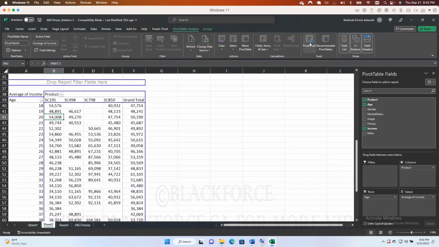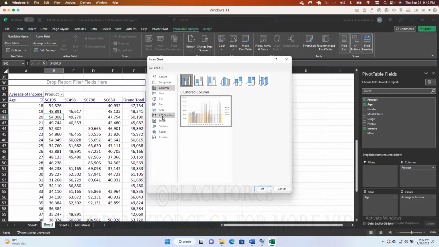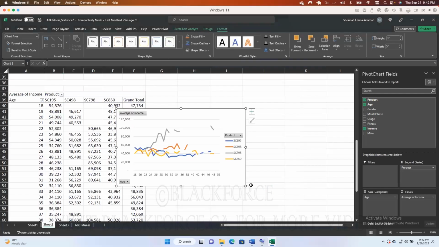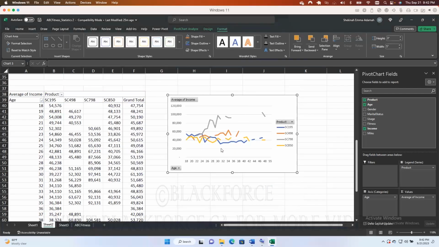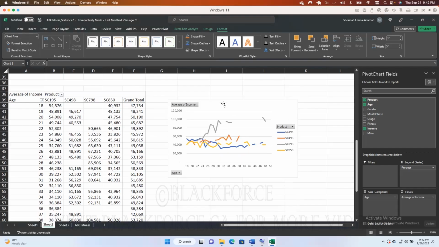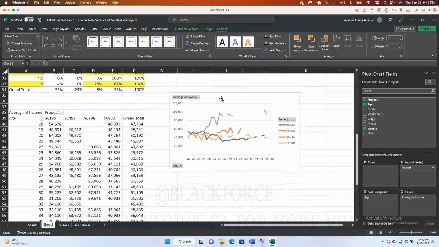The pivot chart just links to your pivot table and is able to show you interesting things within the data. It's just a line graph. It doesn't mean as much. A line graph showing age and average income. So there's not much correlation between age and income in this case. But whatever view you're doing, ID, please go ahead.